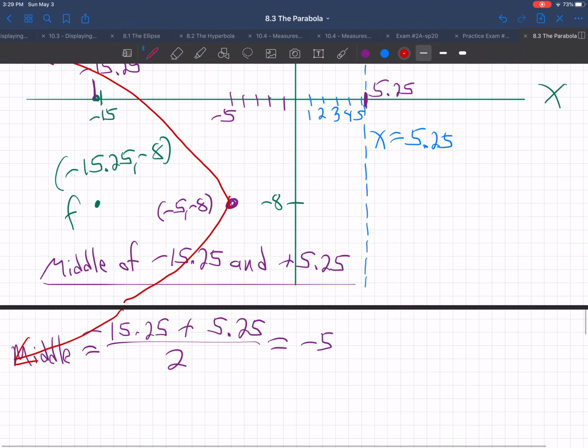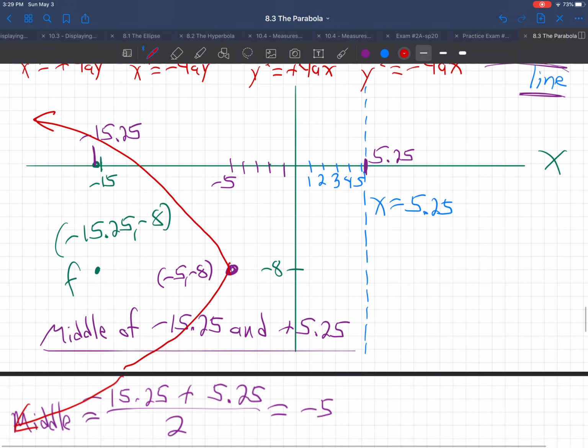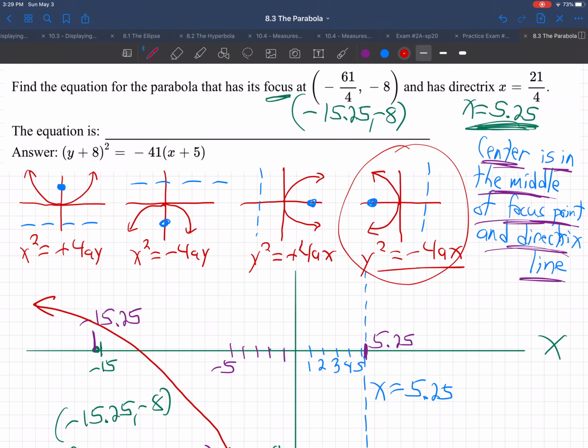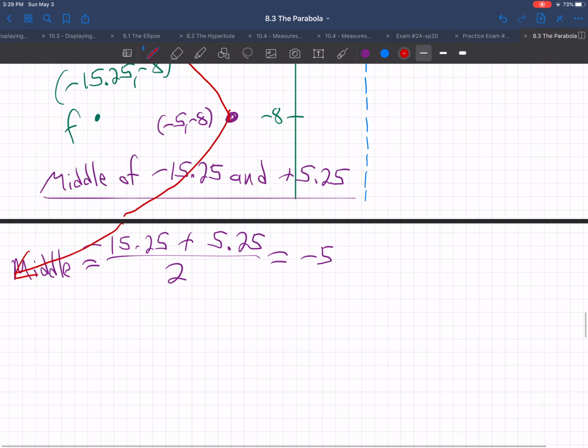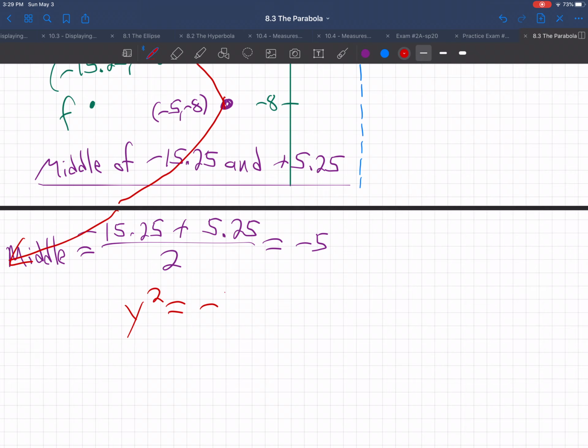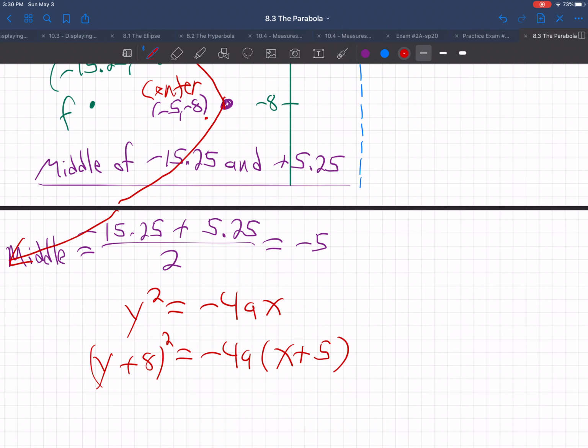So how do we get the equation of that parabola? This one's going to the left. That means it's y squared is negative 4ax. So it's y squared is negative 4x. But the center, right here, this center, vertex, we got to put that in. Remember, it's opposite of what's next to x and opposite of what's next to y when we do that. So it's going to be y plus 8 squared equals negative 4x plus 5, right? The opposite of the 5 is the negative 5. The opposite of the plus 8 is the negative 8.